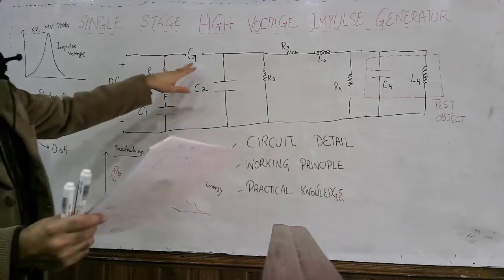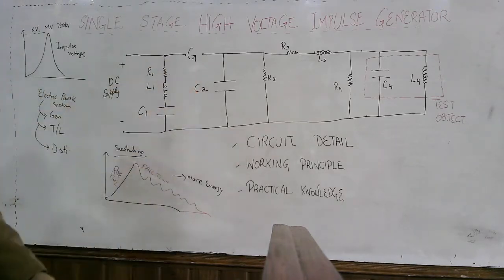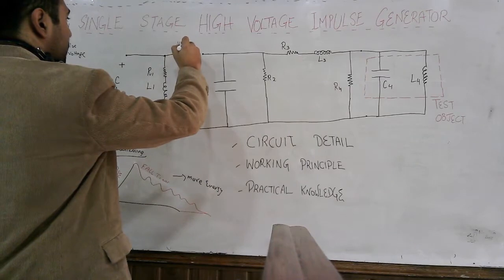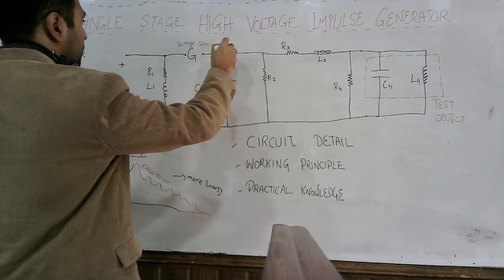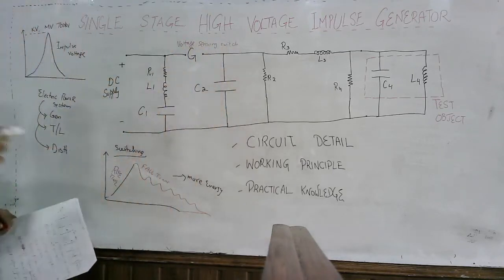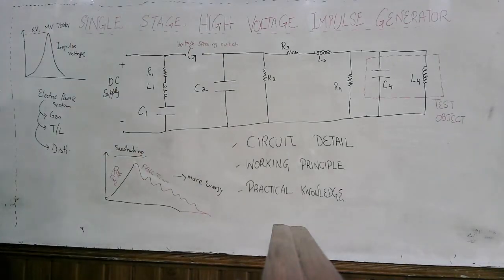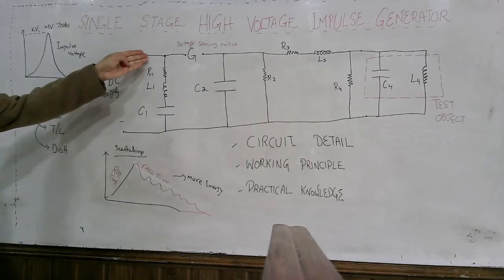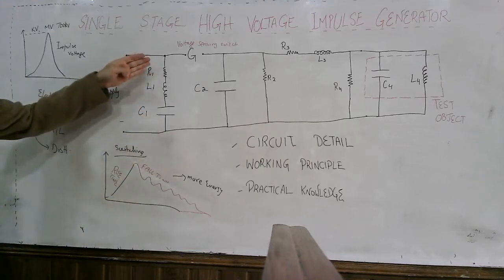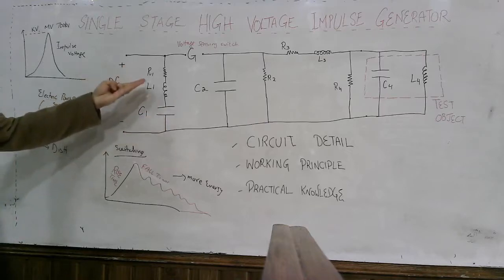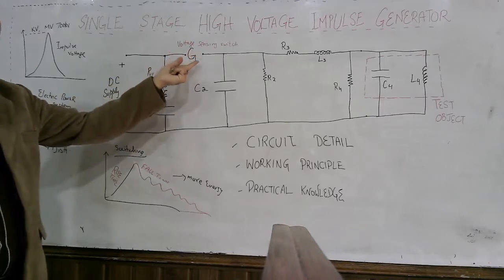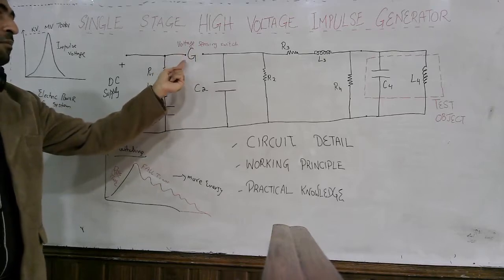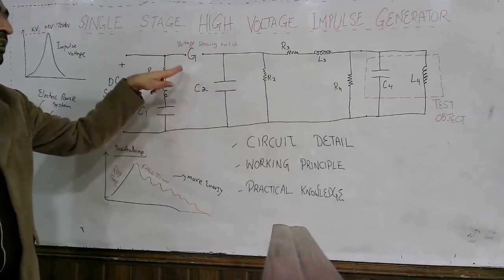This spark gap is also known as the voltage sensing switch, because once this capacitor is charging, when the voltage across it is sufficient to cause the breakdown of the air between the gap, then the spark gap will break down and the current will flow.